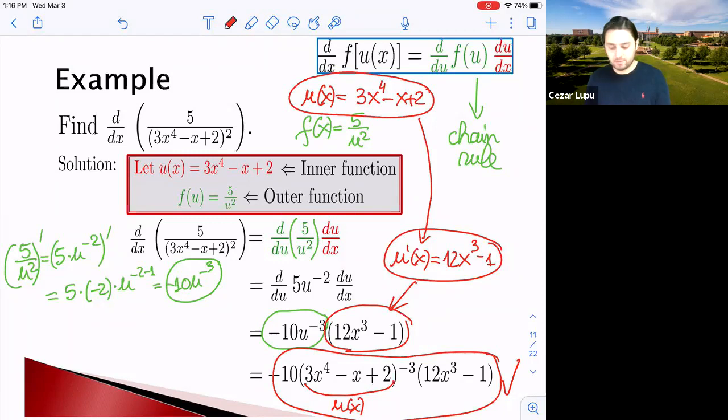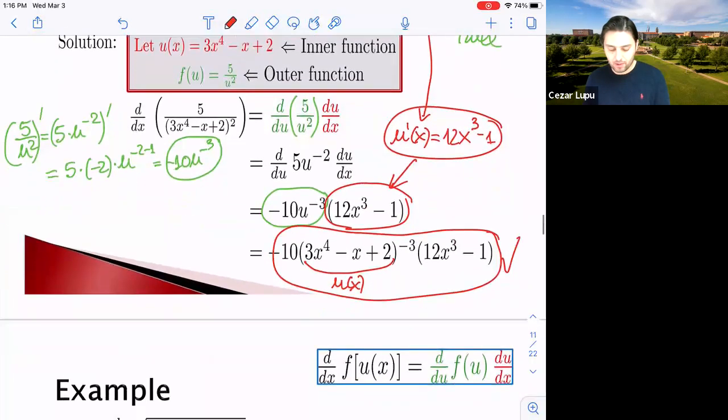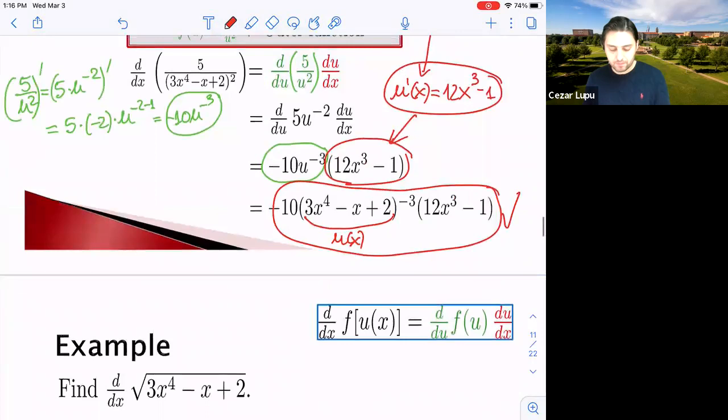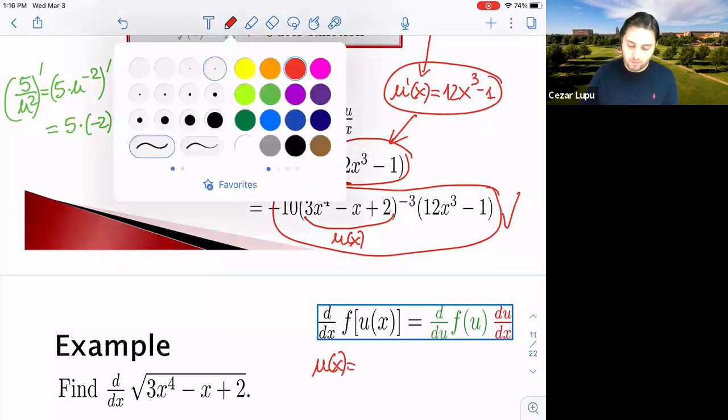Okay, let's see another one. Look at this guy. We need to find the derivative of that square root over there, and as you can see, I have a similar function. Again, I like to use the chain rule, but first you need to identify which one is the inner function and which one is the outer function. So tell me who u of x is, and also who f of u is. Let me write them both here.